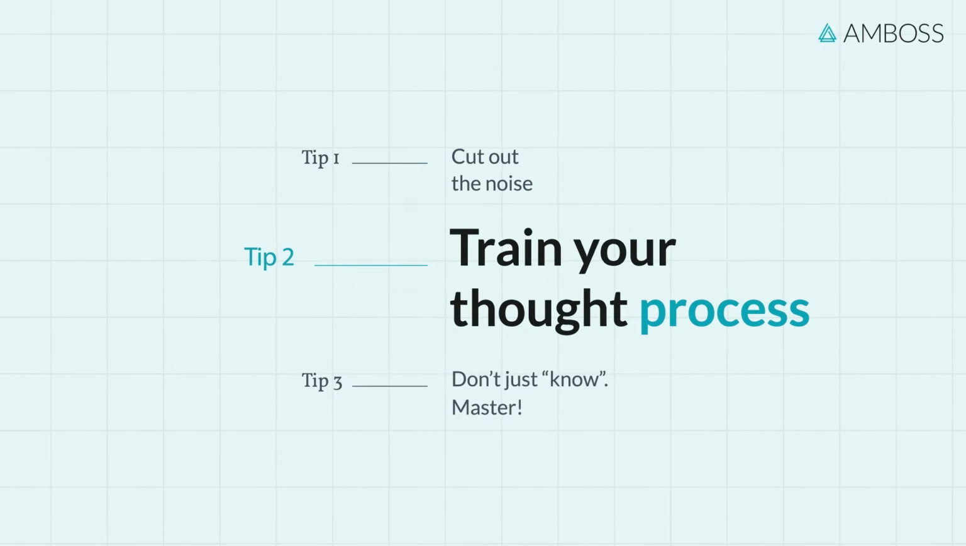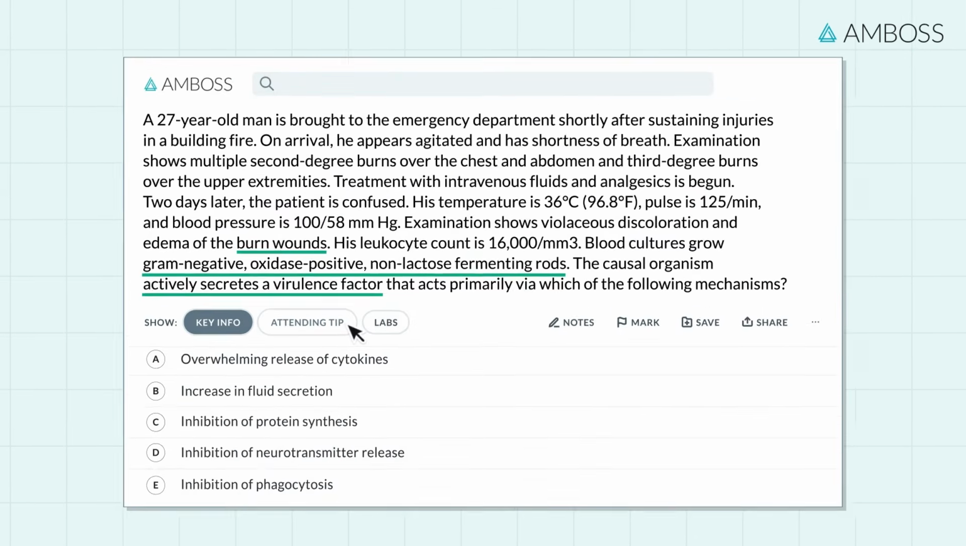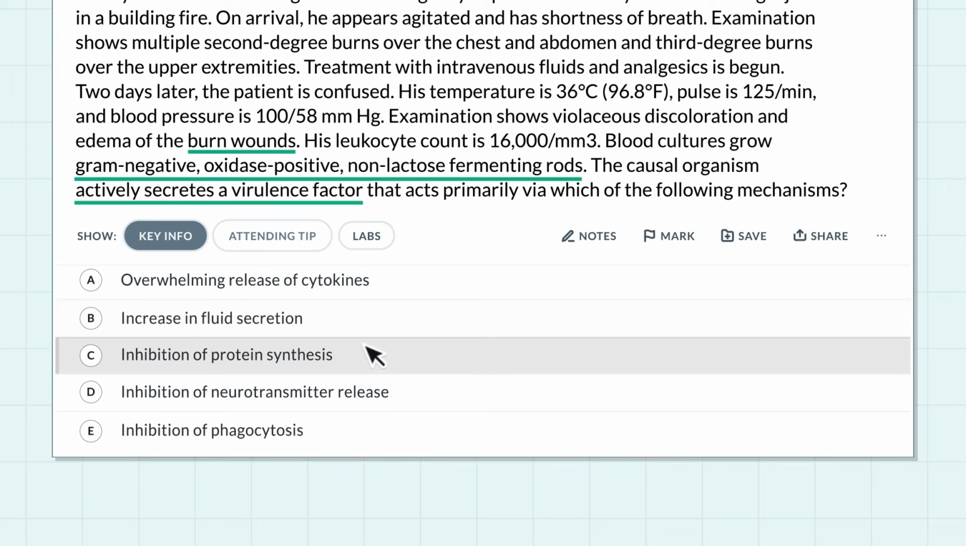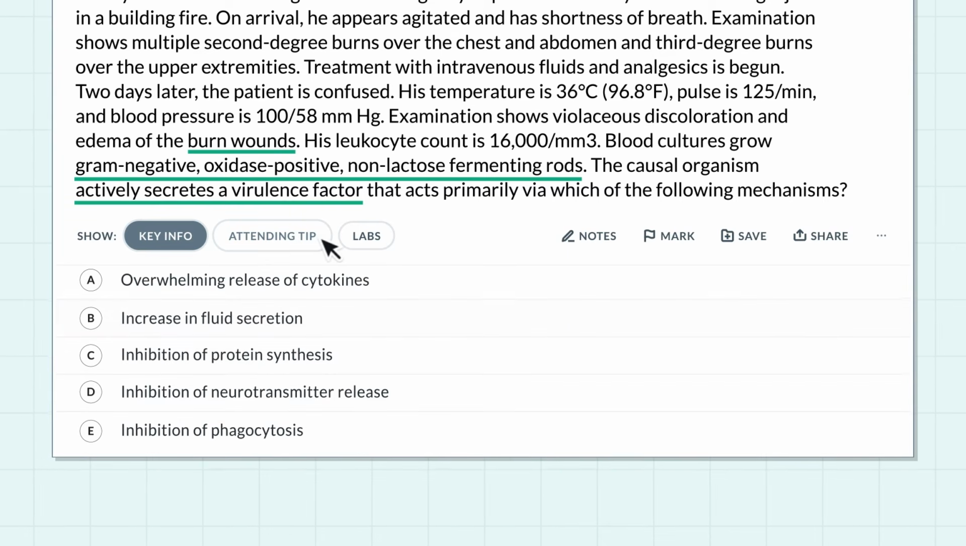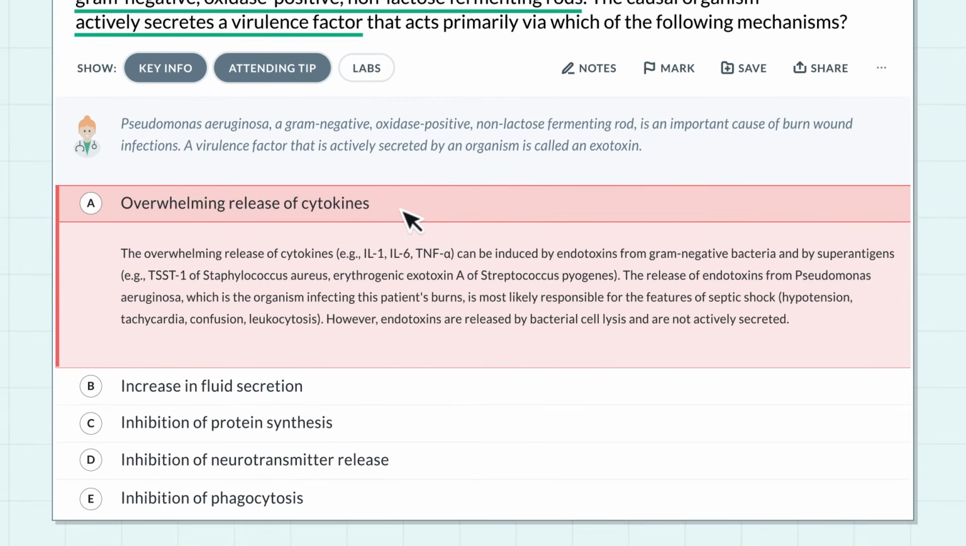What else? It'll train you to think your way through questions. So let's say you figured out what's important in the case, but you're still a bit lost. With AMBOSS, you don't have to resort to guessing. Instead, the attending tip gives you a little hint, which nudges you to think in the right direction. And in case you end up choosing the wrong option, no worries.